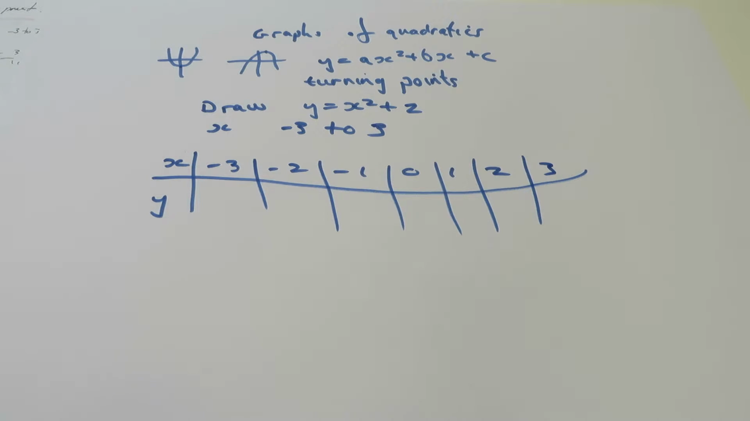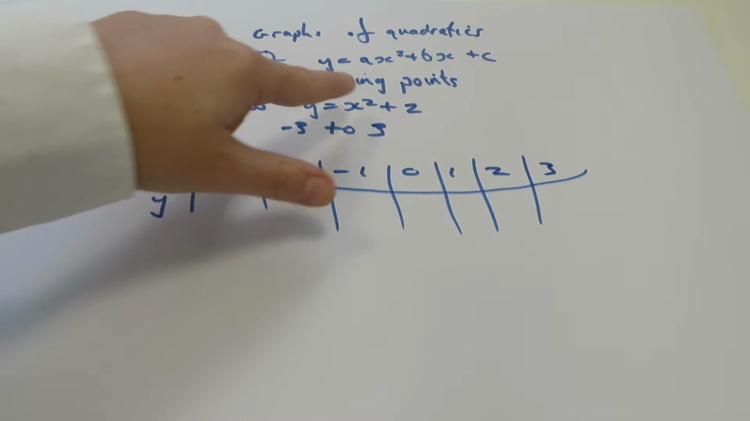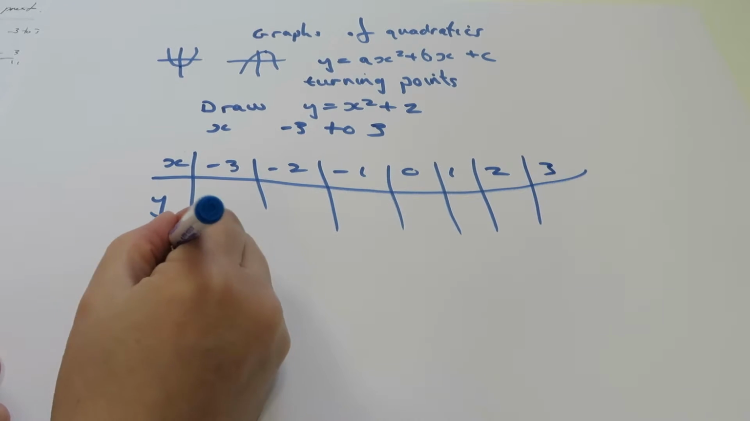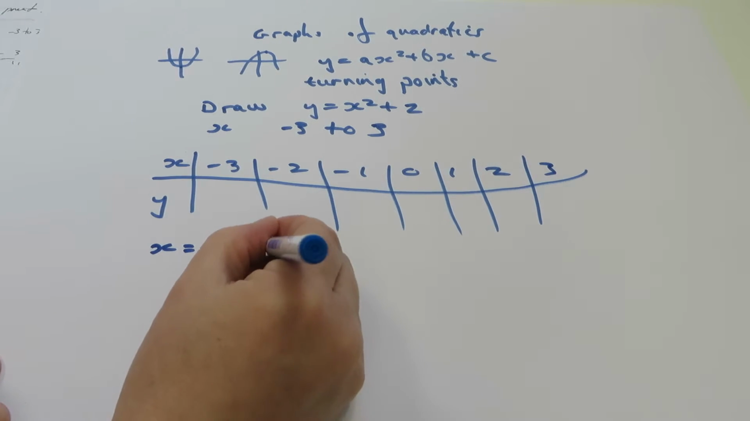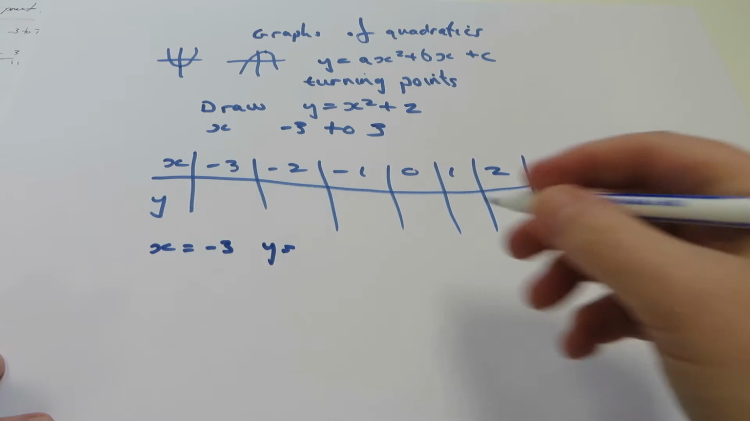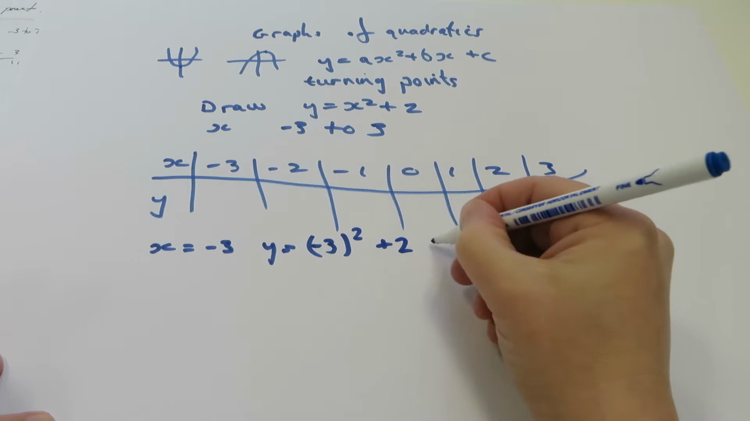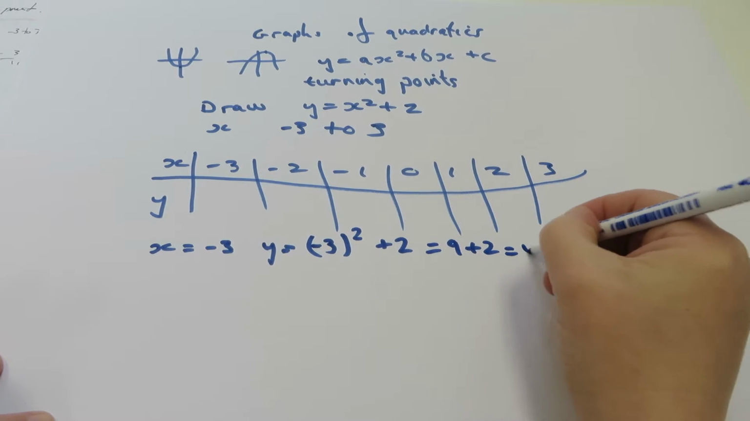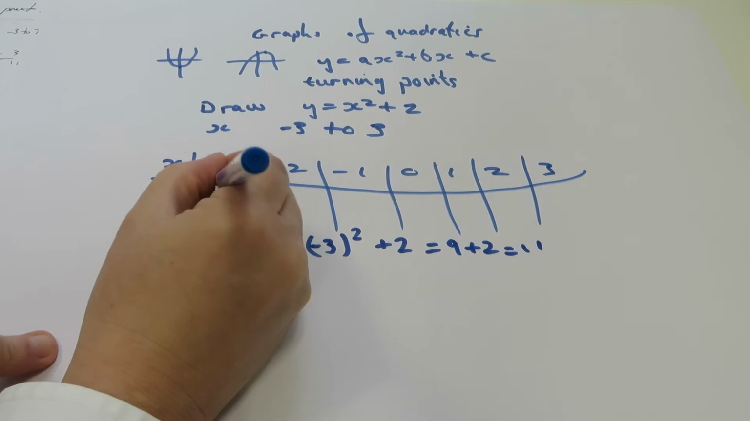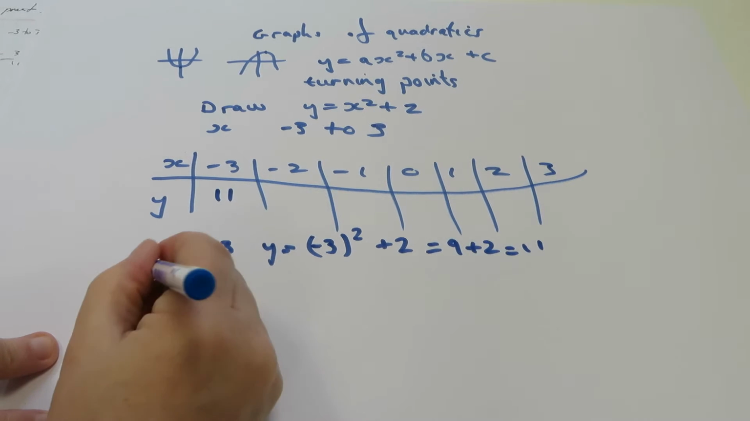In order to do this, you'll be substituting the value of minus 3 into here. So when x is minus 3, y will equal minus 3 squared plus 2, and that will be 9 plus 2, which is 11. So we'll write 11 in there. You'll do that for all your values.